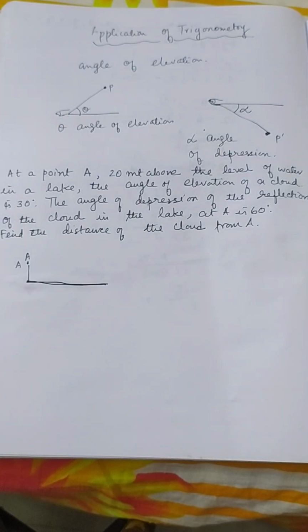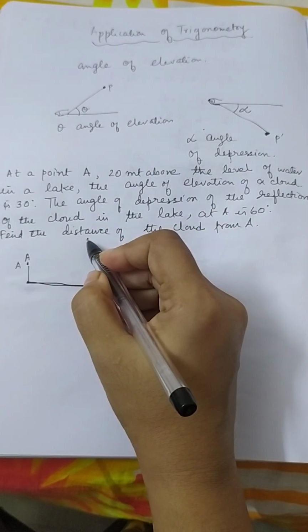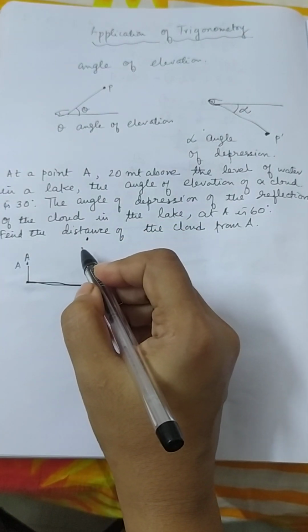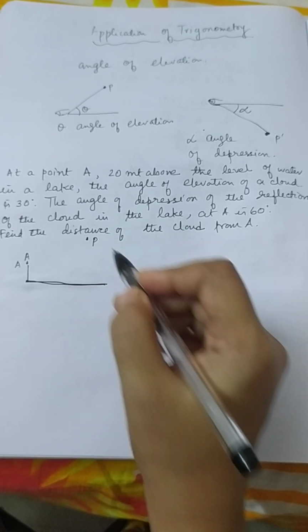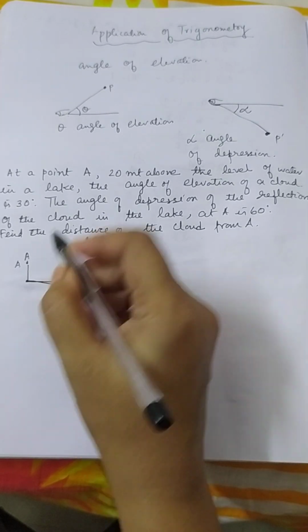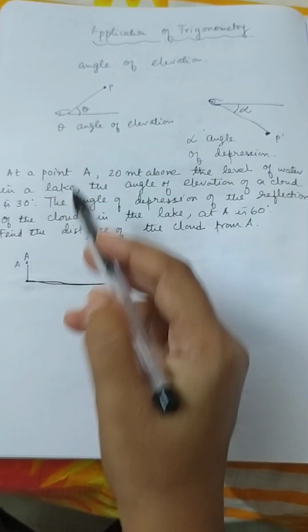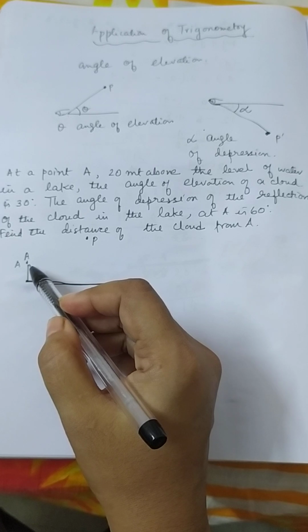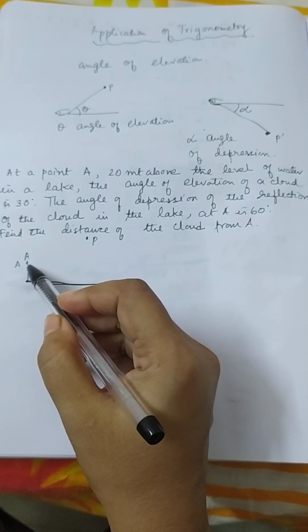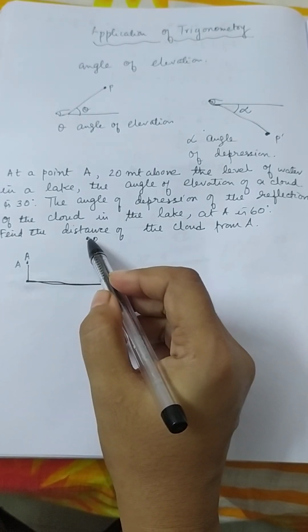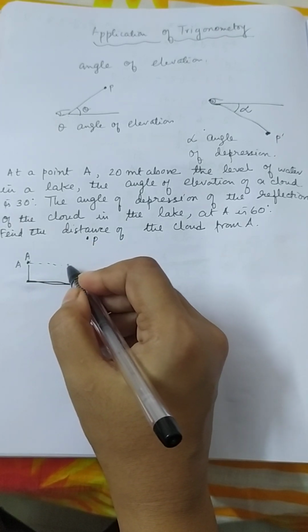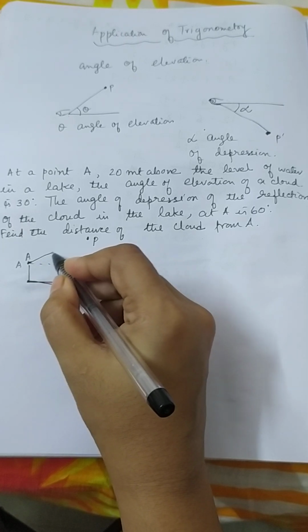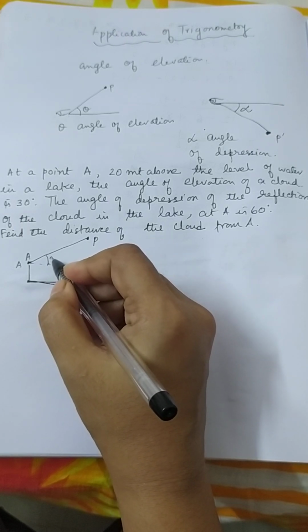The angle of elevation of the cloud is 30 degrees. Suppose somewhere here, this is the cloud. I am naming it as P. So the angle of elevation, as you already know, if someone is observing from 20 meters above and watching the cloud, the angle of elevation will be something like this. It is 30 degrees.